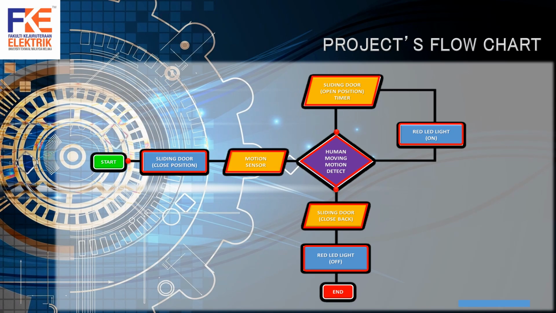The project flow for this project is as stated. First, to start the program, the sliding door is in the closed position. The motion sensor detects the presence of a human. The sliding door opens, and the red LED light is also on for 9 seconds. After 9 seconds, the sliding door closes back and the red LED switches off.